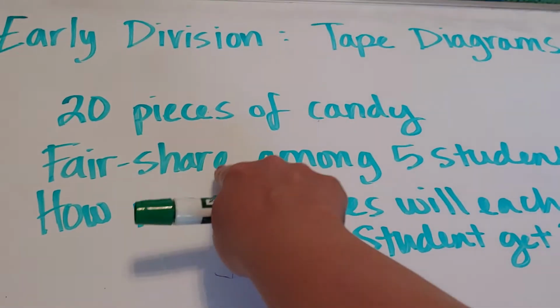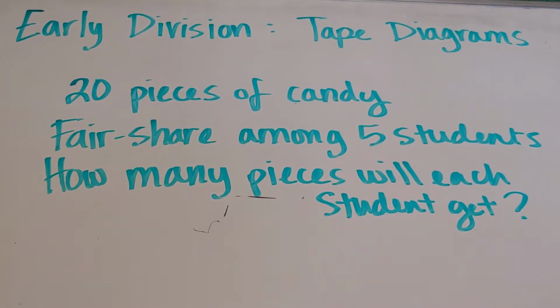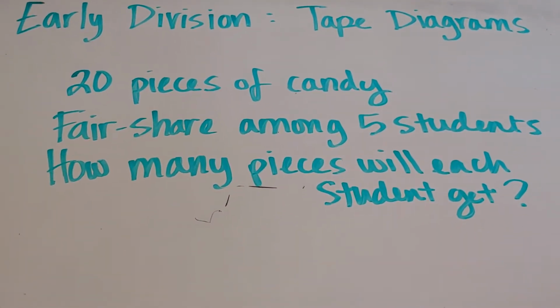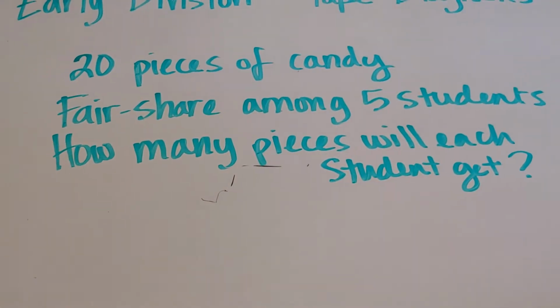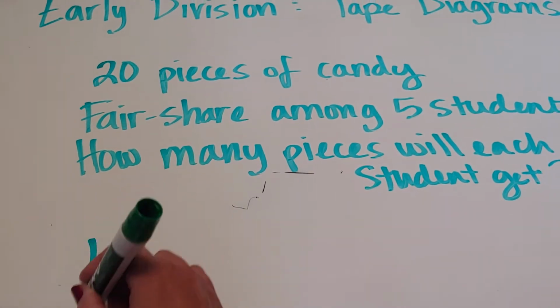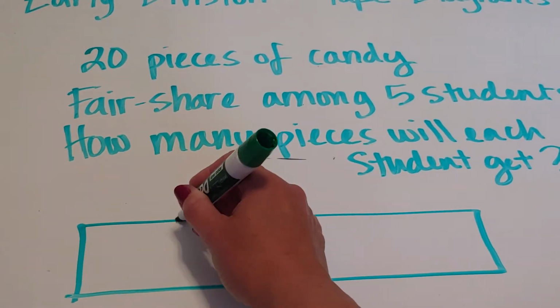Okay. Fair share is a common term that we use, so that means that we're all getting the same number of candy. One kid's not getting 12 and the other kid's getting 3. We're all getting the same amount. Okay, so for our tape diagram, we're going to let each box again represent a student. So I have 5 students.